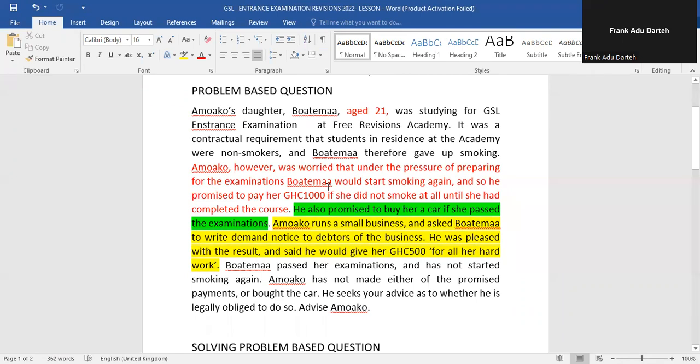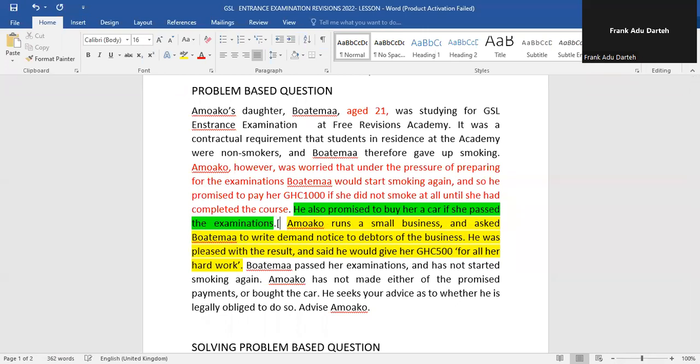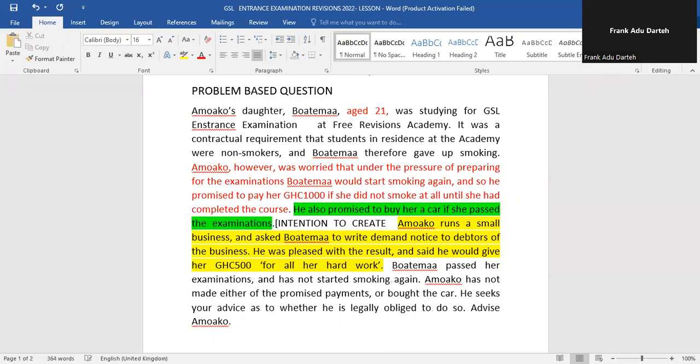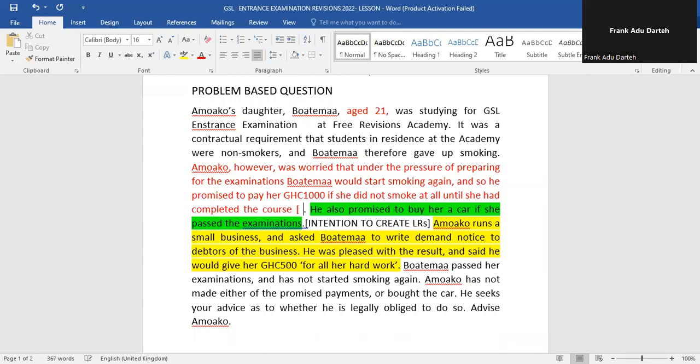Hello, doctor. Yes. I think we can raise an issue on past consideration. Past consideration? Yes, please. Okay, that is fine. Can you formulate one for us? A moment, please. Okay, so whether or not Boatemaa writing a demand notice to debtors of Amoako's business amounts to a sufficient consideration for Amoako's promise to give her 500 cedis for all her hard work.